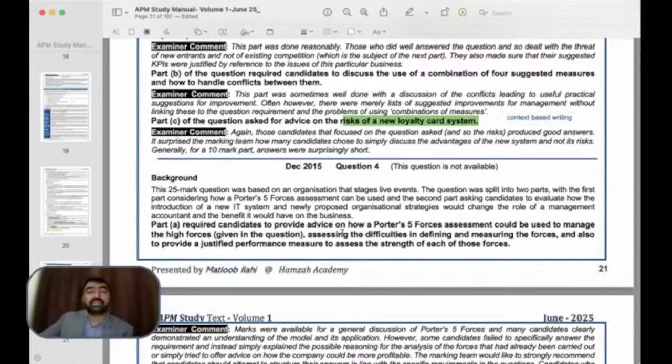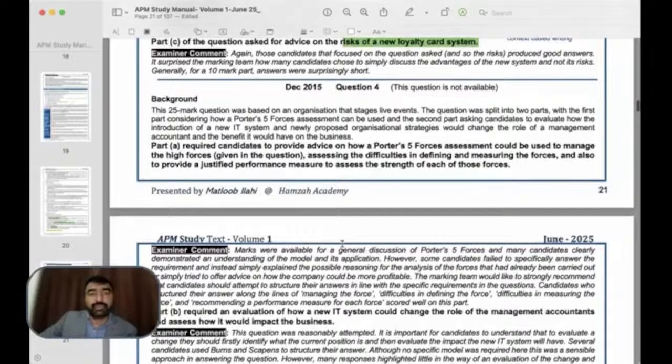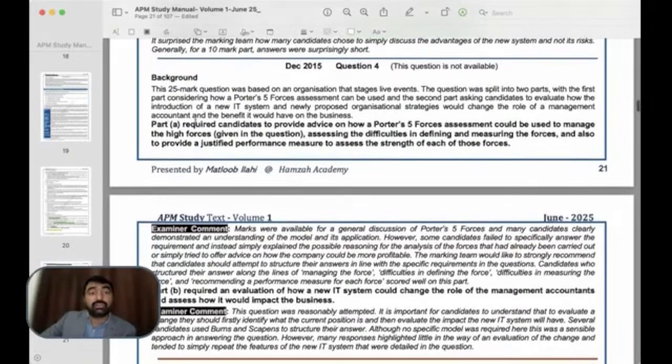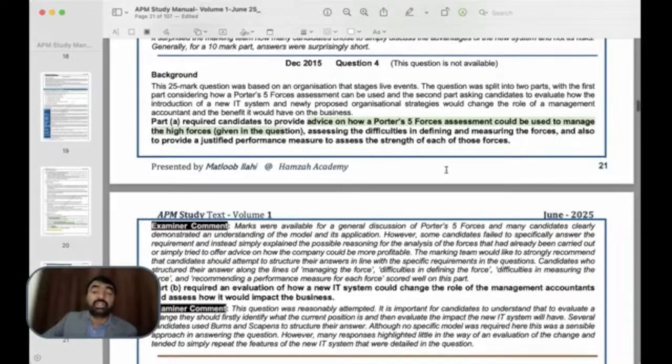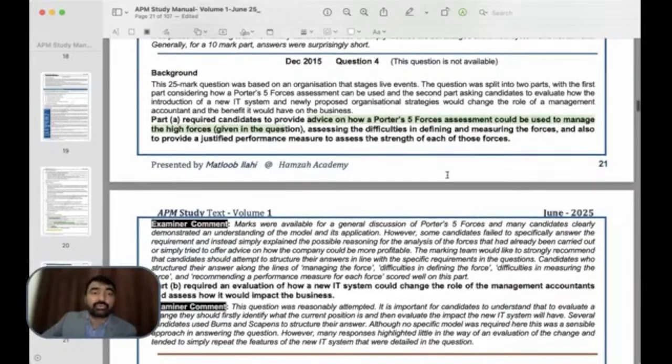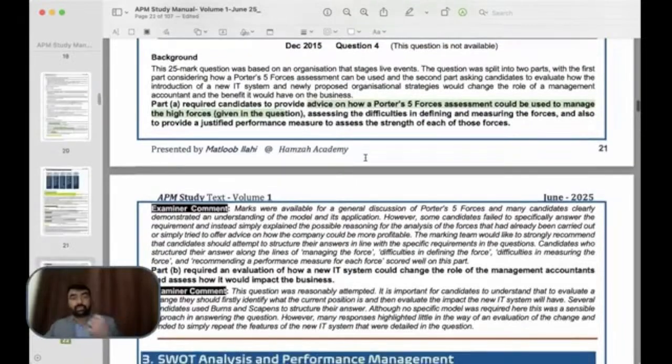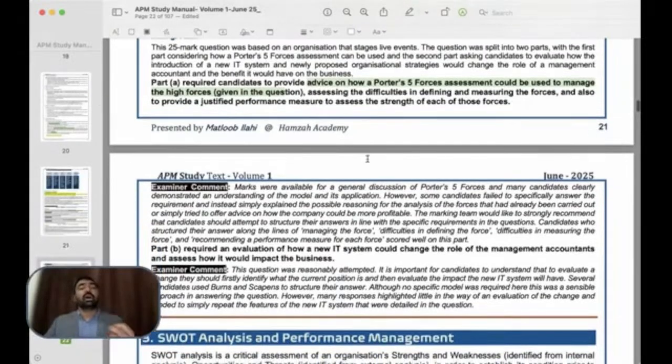Okay. All right. So there's another question. Question number 4, December 15. This question is also not available. The question was about advice on how Porter 5 forces assessment could be used to manage the high forces given in the question, assessing the difficulties in defining and measuring the forces, and also to provide a justified performance measure to assess the strength of each of those forces. So this type of questions are quite tricky.